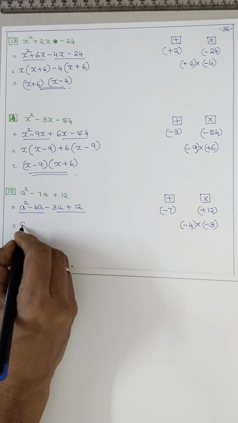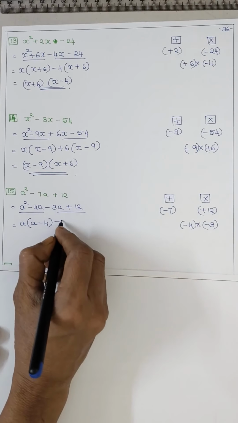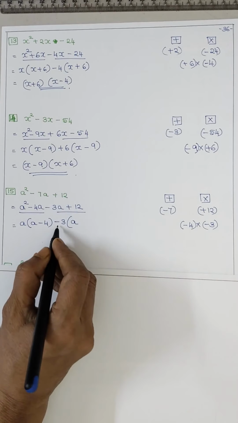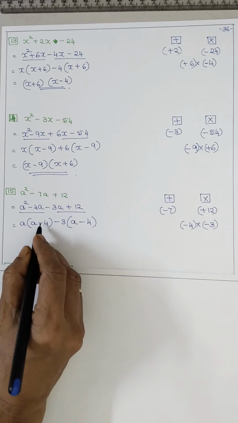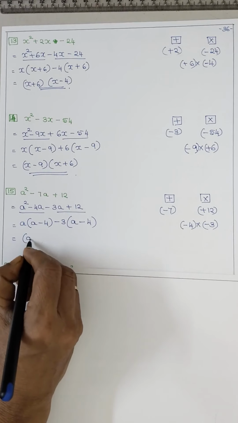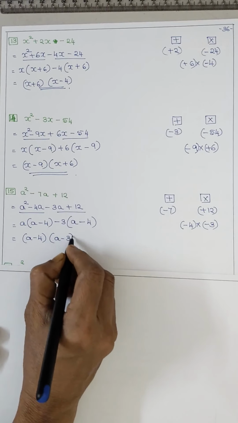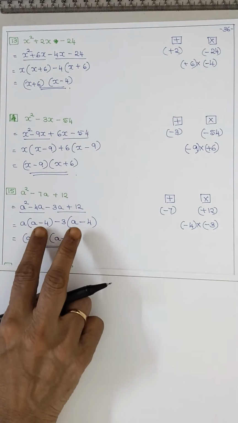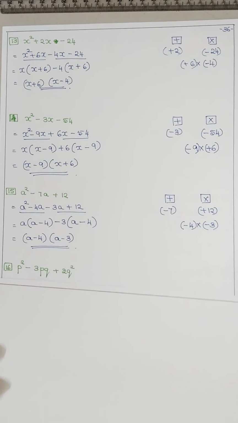Underline. a is common, a minus 4 is remaining. Take minus 3 common, so a, this sign will change because it is minus. Minus 3 4s are 12. You got the same within the bracket, a minus 4. Now remaining is a minus 3. All students, you have to remember that within the bracket it should be the same. Okay. Now coming to even the signs, everything should be the same.